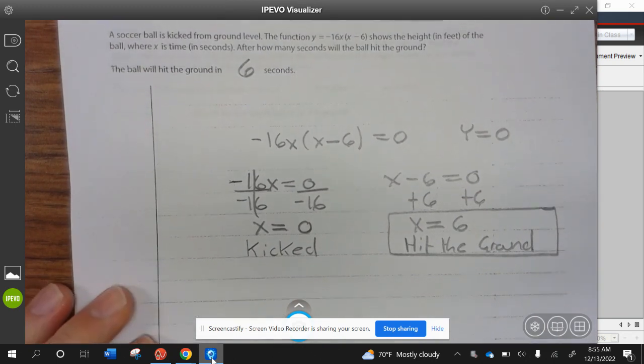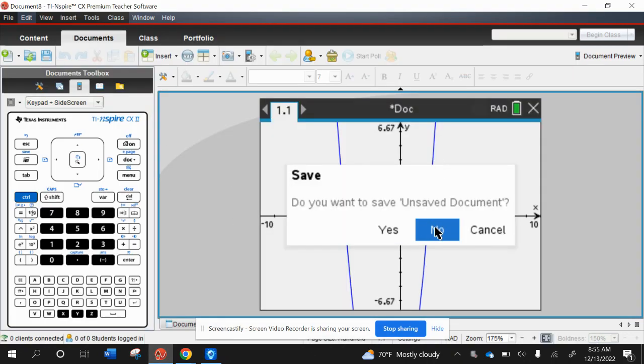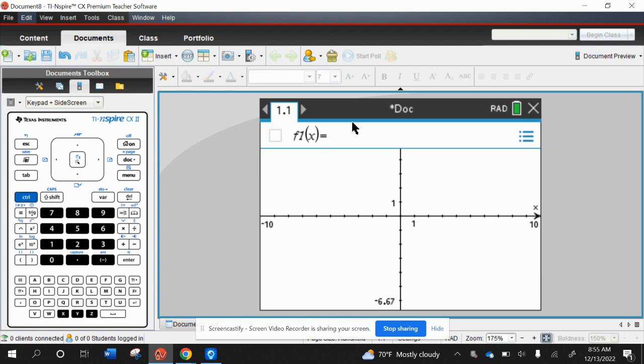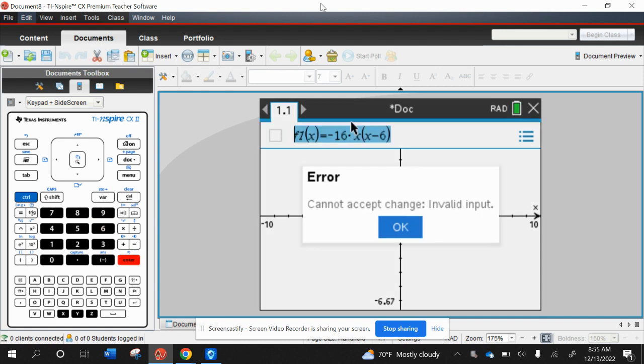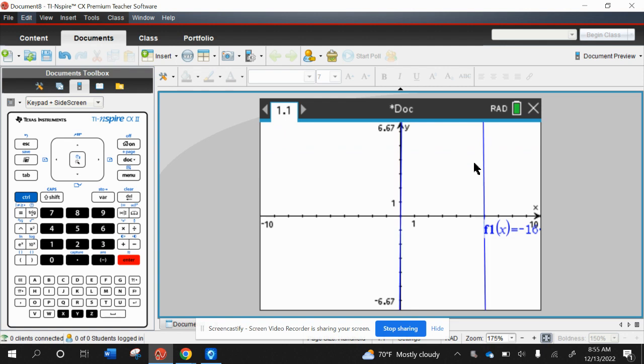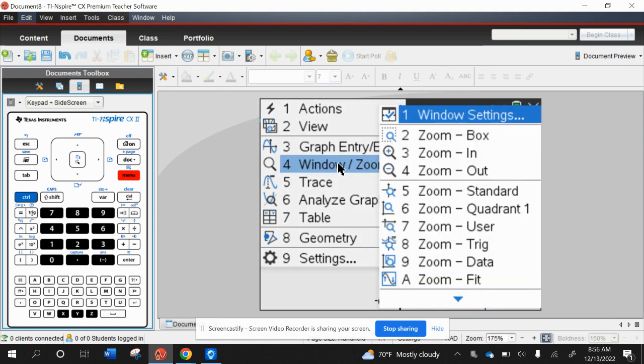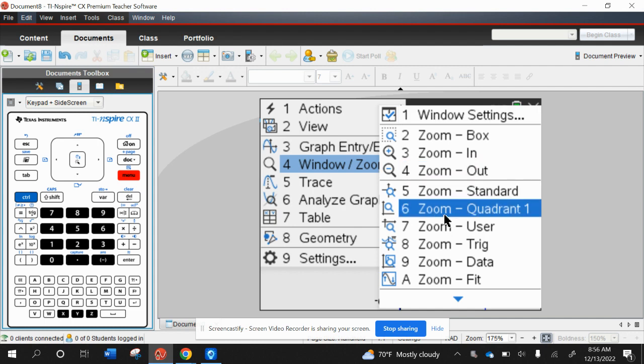All right, let's go ahead and graph and verify that answer is correct. So we're going to go to on, new document, no, add graph. So we're going to graph negative 16x, parentheses, x minus 6. Now, the error happened because whenever you put an x in parentheses, they want you to put a multiplication symbol between. So make sure you do that. All right, we're going to delete this. Now we want to see the full path of the ball. So we're going to go to menu, window zoom. Now, we want quadrant 1 because we want all the values to be positive.